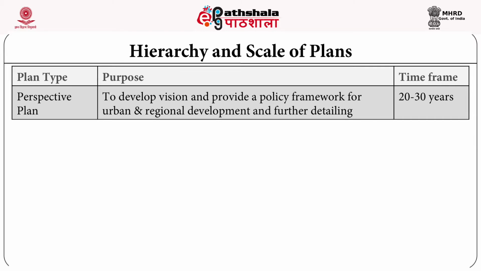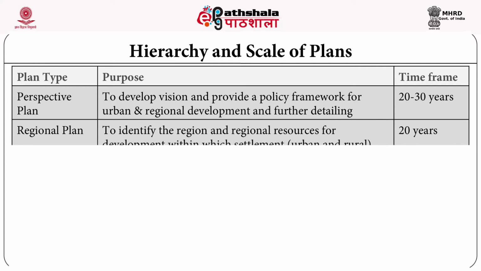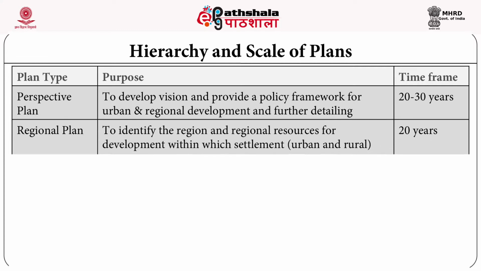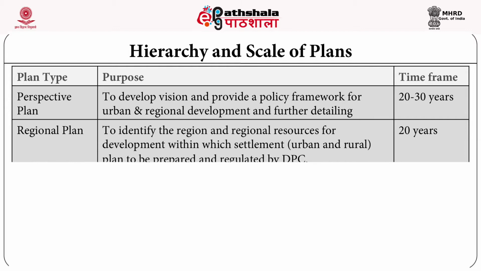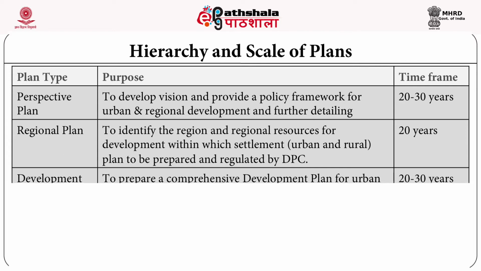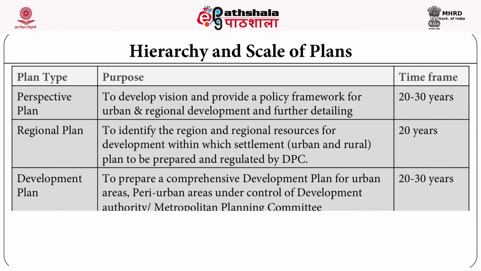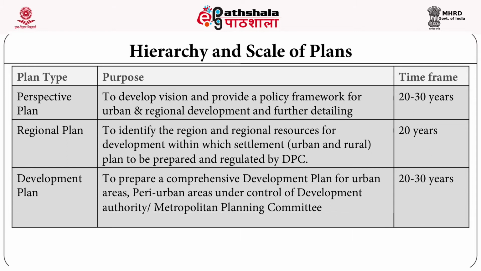Next we come to the regional plan. Now the regional plan identifies the region and regional resources for development within which settlements, the urban and the rural settlements, plans are prepared for them and regulated by the district planning committee, that is the DPC. Then we come to the development plan. It is to prepare a comprehensive development plan for urban areas and also the peri-urban areas under control of the Development Authority or the Metropolitan Planning Committee, that is MPC. And the span is again 20 to 30 years.